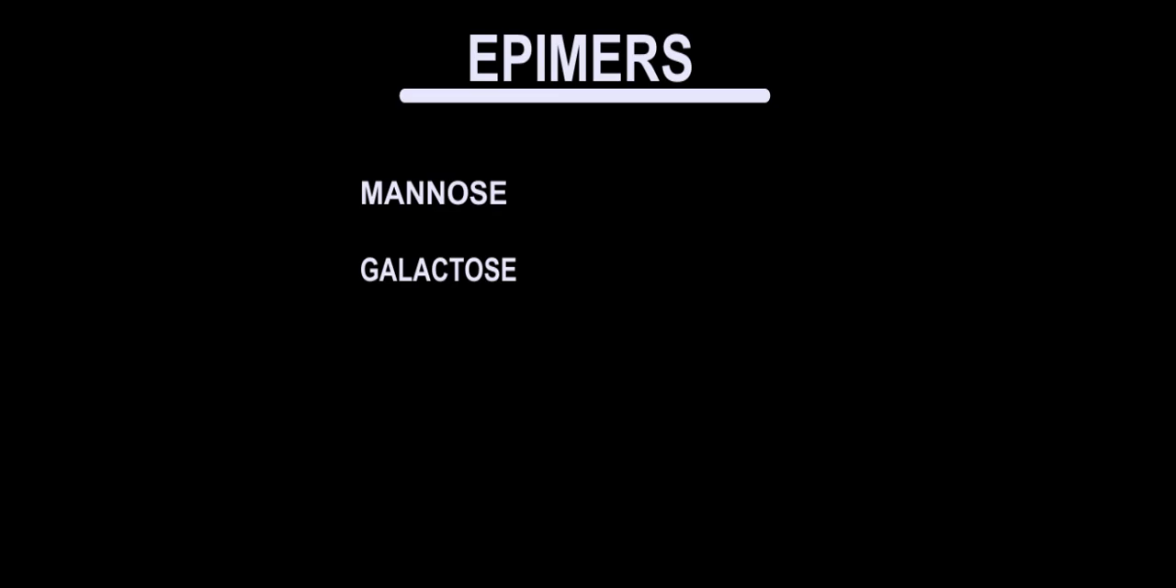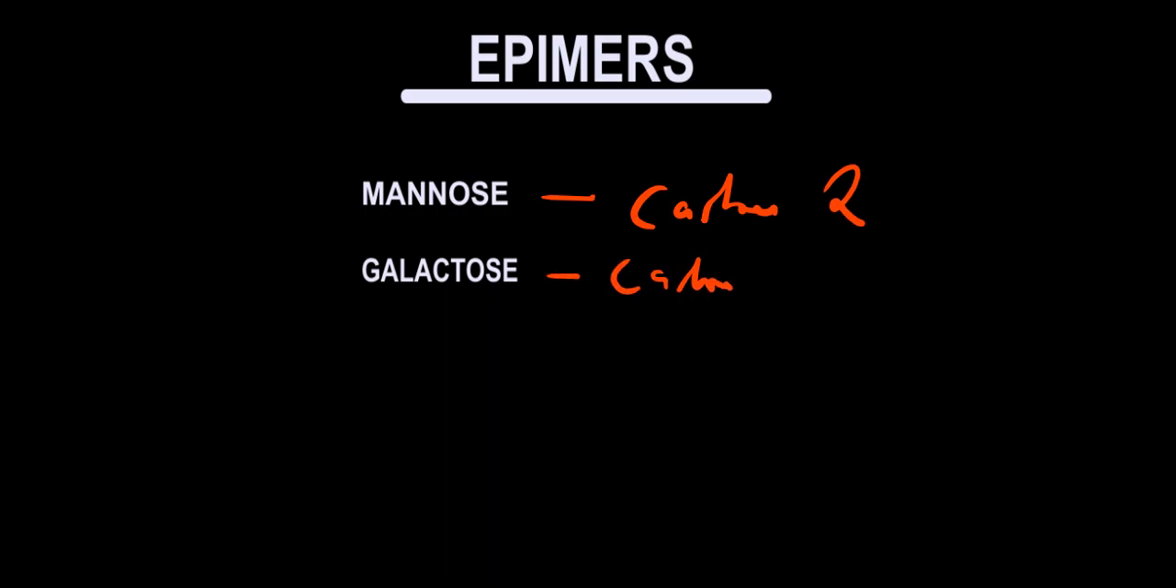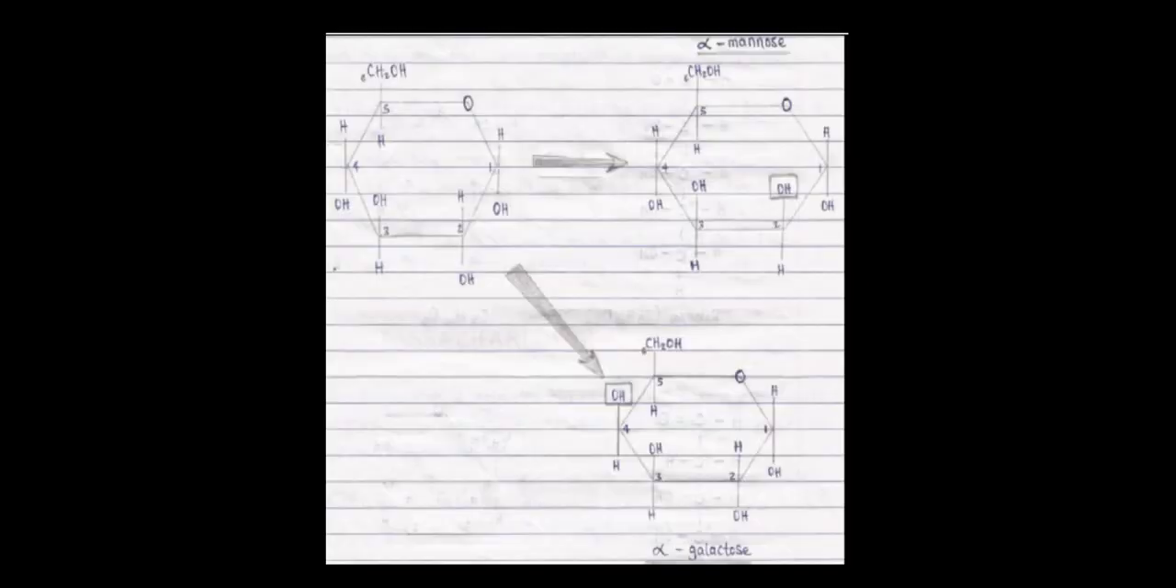Epimers differ in configuration of hydroxide and hydrogen on carbon atoms 2 and 4 of glucose. So they differ from glucose on carbon number 2 and carbon number 4. For example, mannose is an epimer of glucose on carbon number 2. Galactose is an epimer of glucose on carbon number 4. So let's look at some of the diagrams.